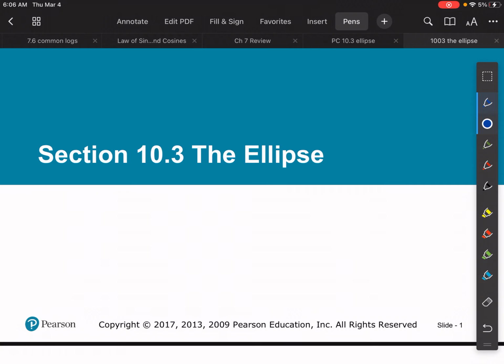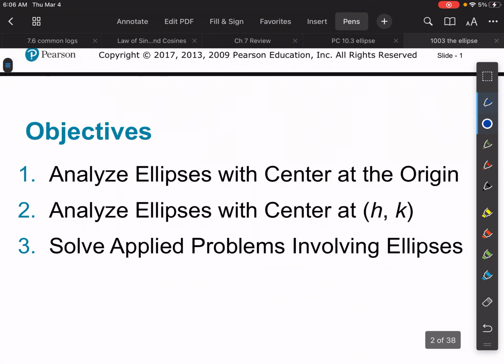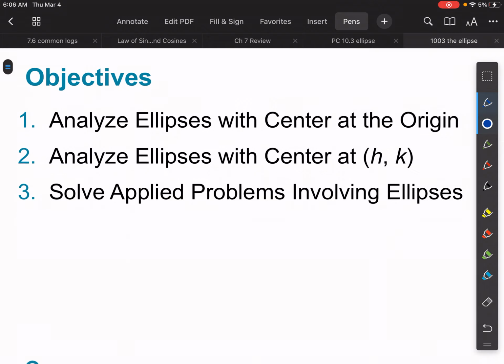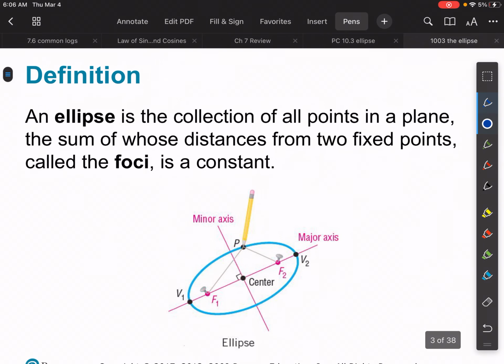Alright guys, for 10.3 we're going to get into an equation for an ellipse. So for today we're going to do three things. I'm going to focus on the first two: analyzing ellipses with a center at the origin, and then analyzing them with the center at (h, k), so just shifting the center someplace. So first of all, what is an ellipse?